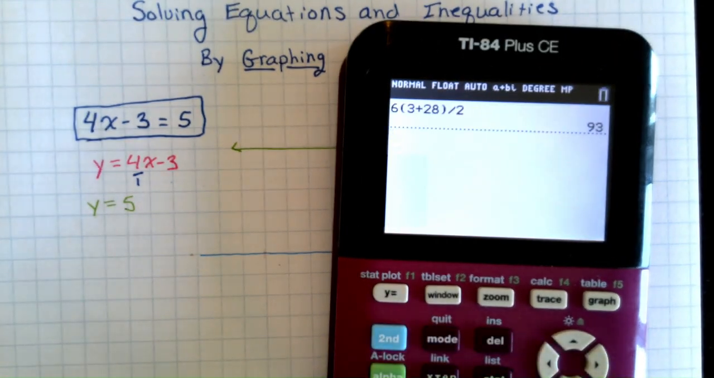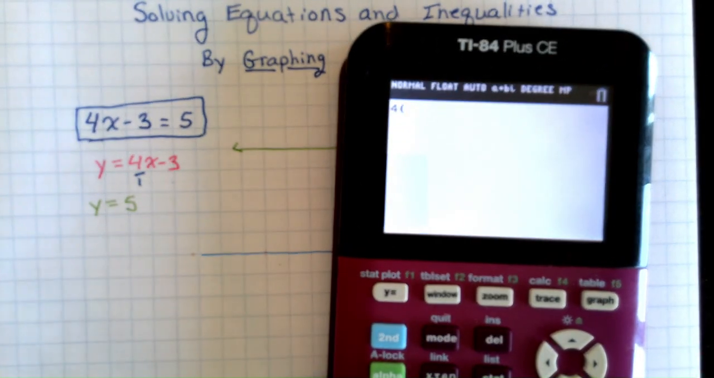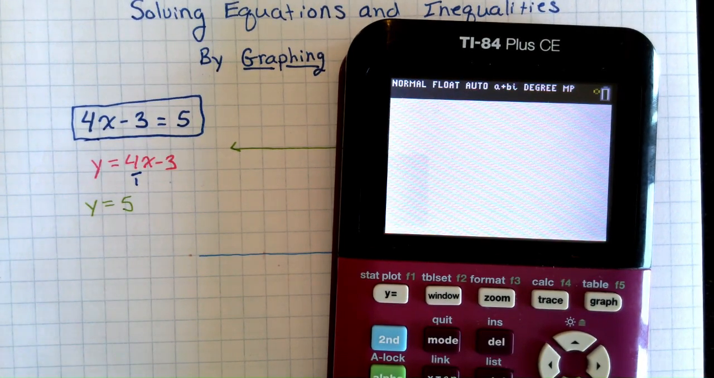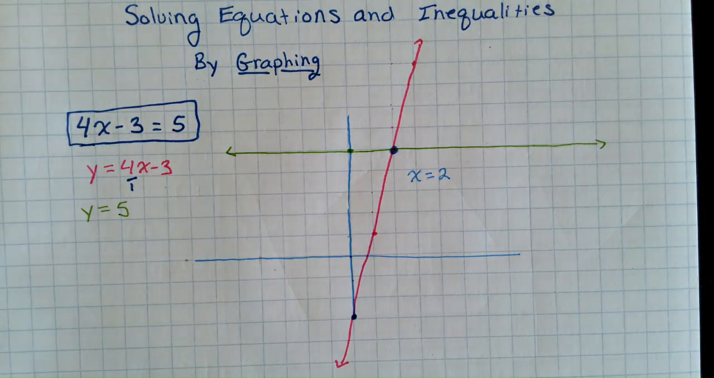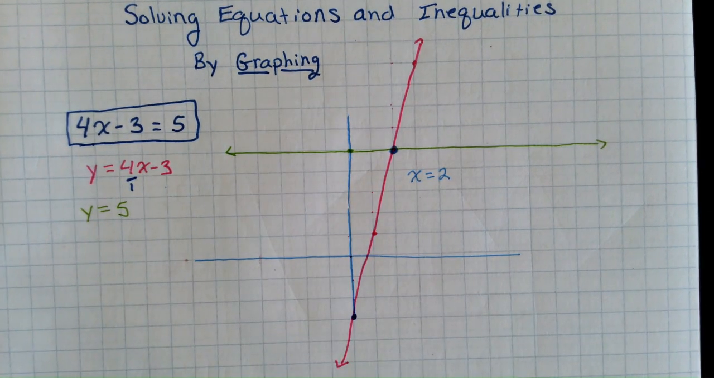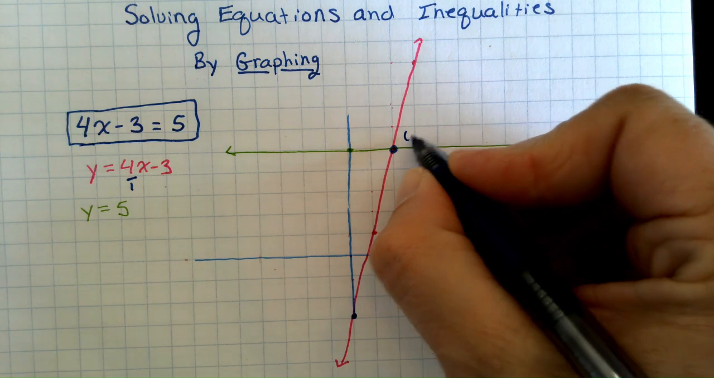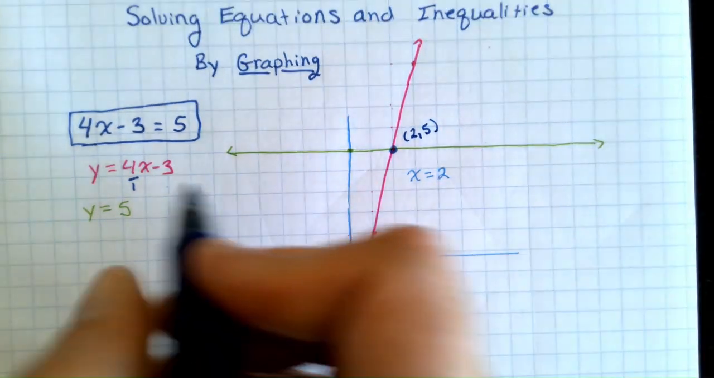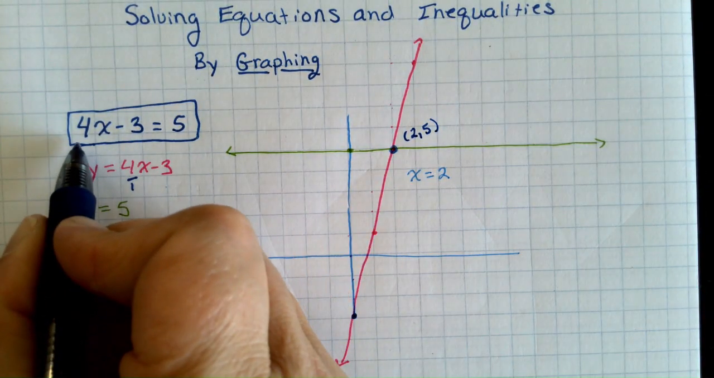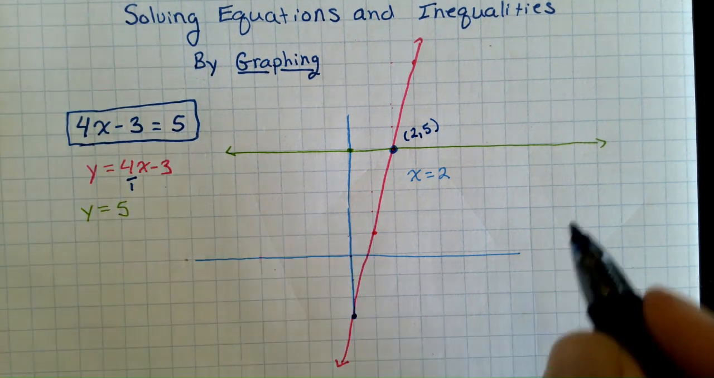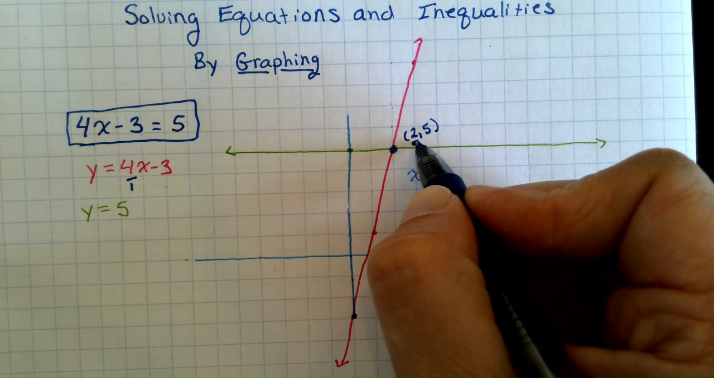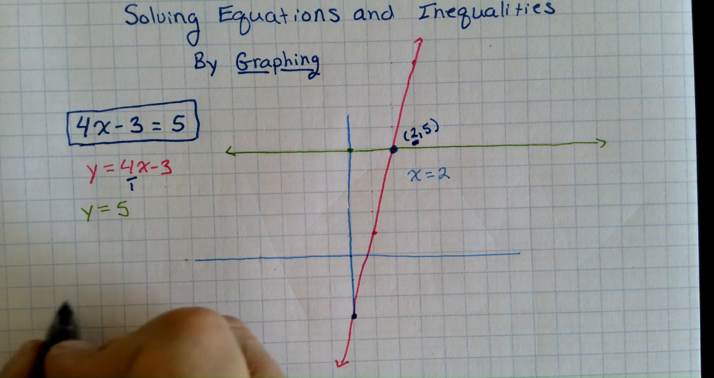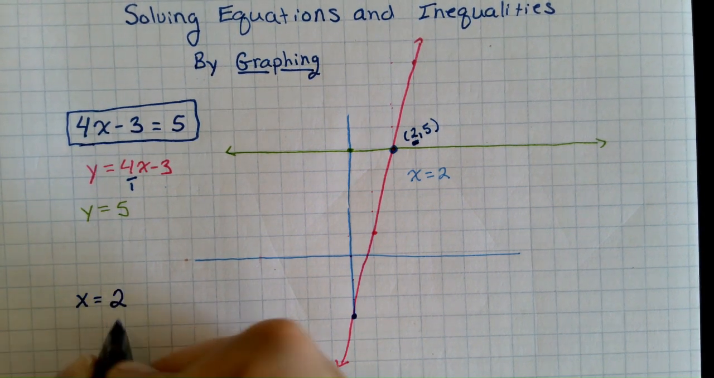Because 4 times 2 minus 3 is indeed 5. It verifies. You might notice that there's an ordered pair that this meets at. It meets at the ordered pair 2, 5. We are not interested in the y because the y is not included in the problem. The only information we really need is that x is 2. So from graphing, we found out that x equals 2.